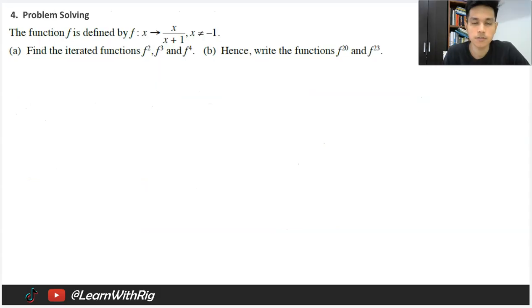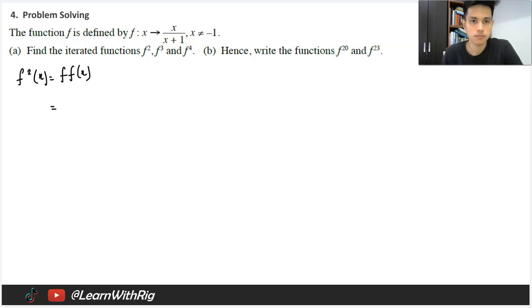The function f is defined by f(x) equals x over x plus 1. Find the iterated function. Okay, so they want you to find f2, f3 and f4. So f2, like I said, is equal to what? ff, correct? So you just have to substitute the f(x) value into itself, which is another f(x).